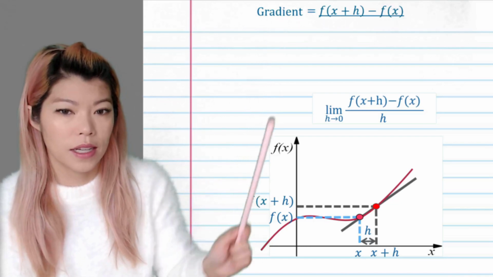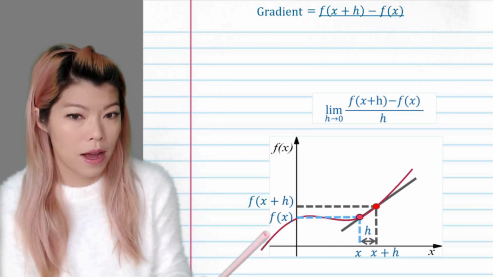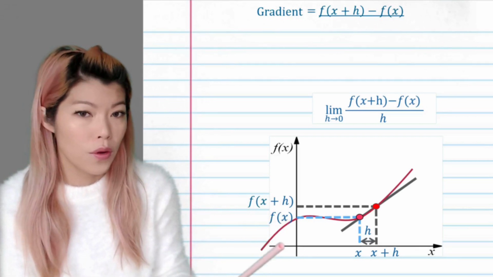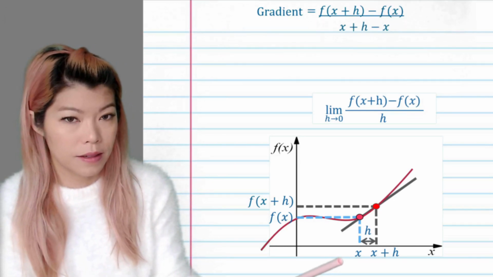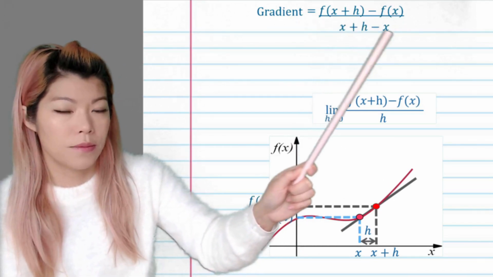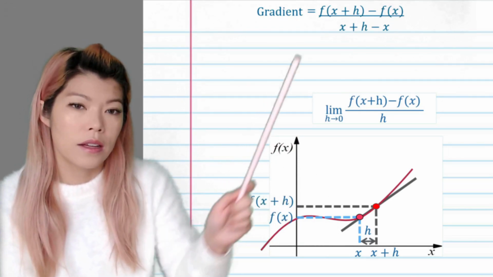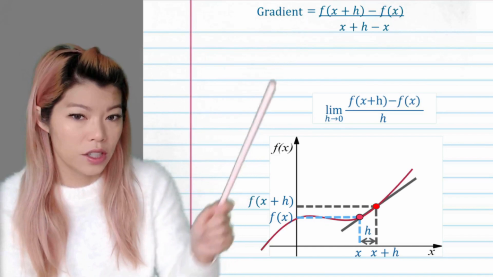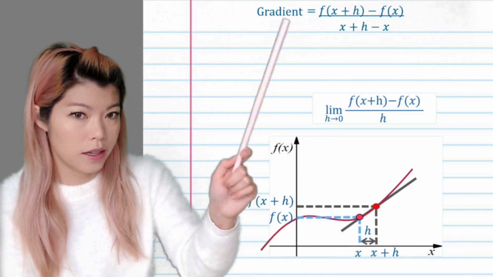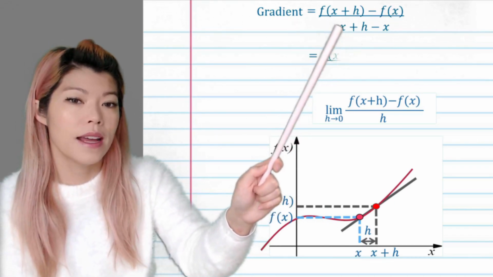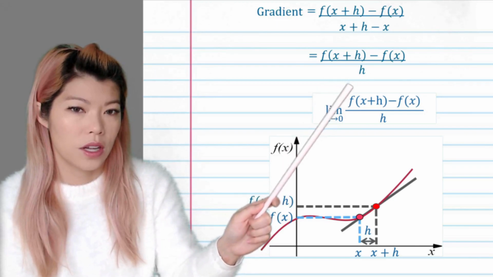So the gradient is y minus y1, so f of x plus h minus f of x, over the difference in x, so x plus h minus x. But we can see that x minus x will cancel out. Let me recap before we get confused. This is just the average rate of change, so y2 minus y1 over x2 minus x1, and it looks like that. Now we simplify, and we notice that when we go x minus x, we end up with just h.